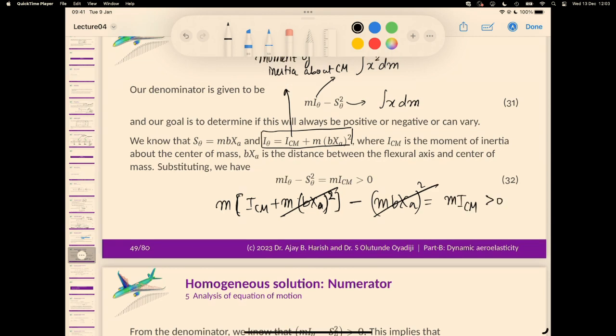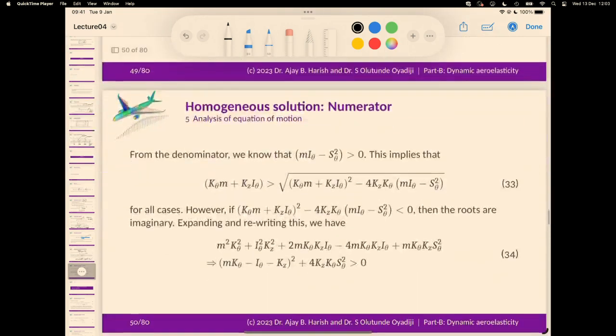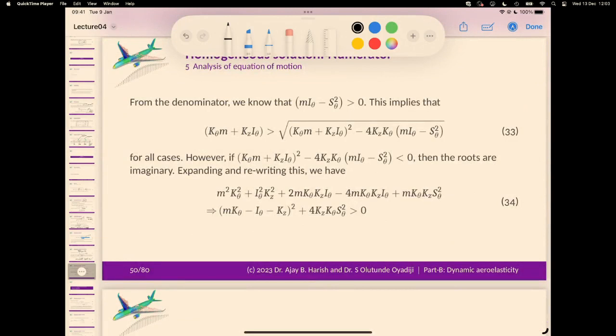Okay, I'll leave you to look at the video again to go through each of these things in a little more detail, but I'm just trying to pique your curiosity a bit here, hopefully. Right? So we know that our denominator is positive.